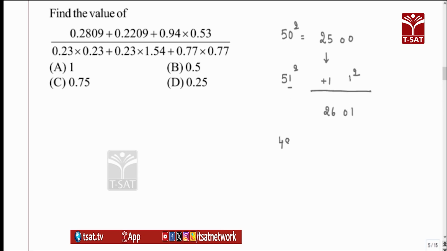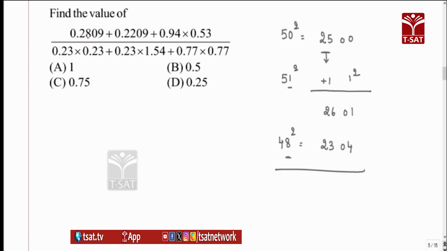So you can apply. Even if I ask you 48 square, this is 2 less. Therefore, you subtract 2 from 25. That's 23. And 2 square is 4, that is 04. So in number theory, I have already explained how to find the squares which are close to 50 and close to 100. You can refer to that particular video.